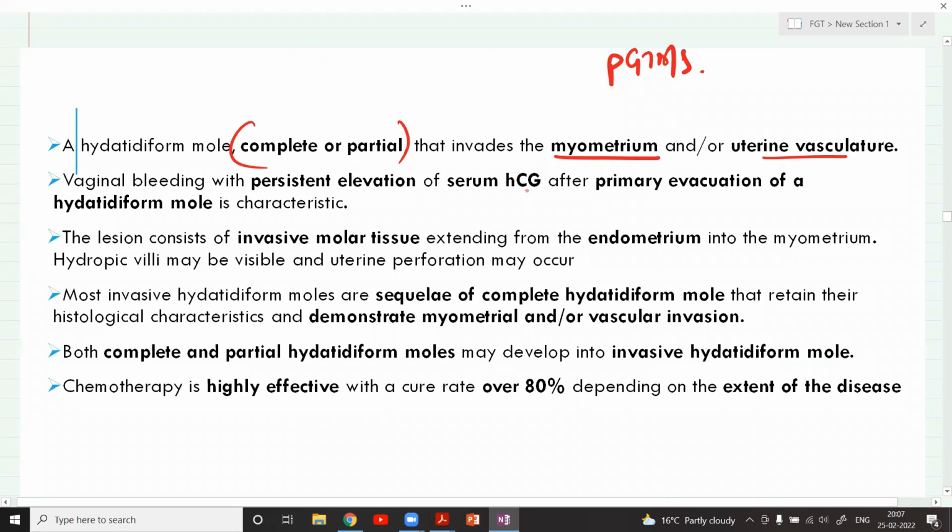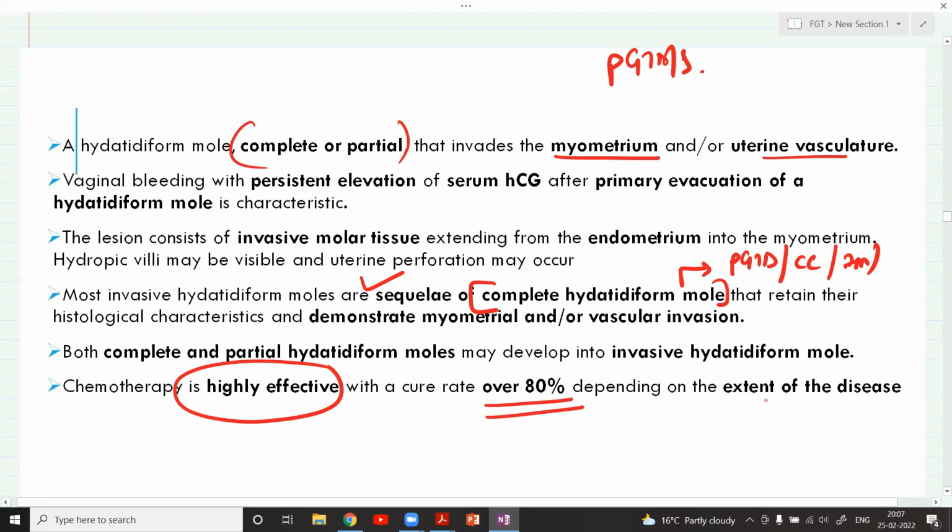Now, very important over here is that most invasive H moles are sequelae of complete hydatidiform mole. As I told you, the risk of subsequent development of persistent gestational trophoblastic disease, choriocarcinoma, or even invasive mole is much higher with complete hydatidiform mole. The risk is more with complete, but invasive mole can develop with both partial as well as complete mole. Chemotherapy is highly effective, with a cure rate of over 80% depending on the extent of the disease.